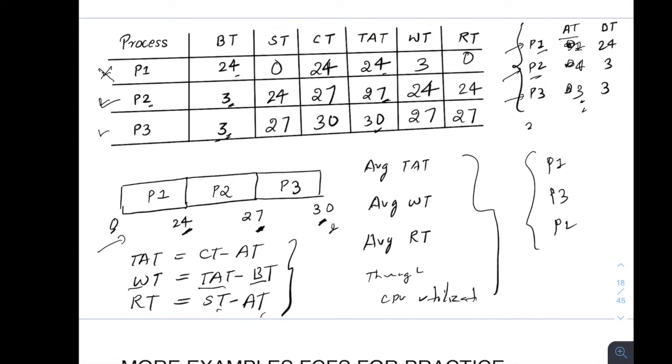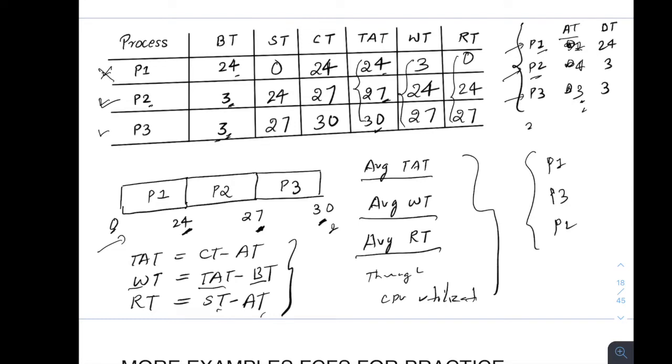So average turnaround time will be the sum of these 3 divided by 3. Average waiting time will be the sum of these 3 divided by 3. And average response time will be the sum of these 3 divided by 3. You will get your answer here: the average turnaround time, average waiting time, average response time.